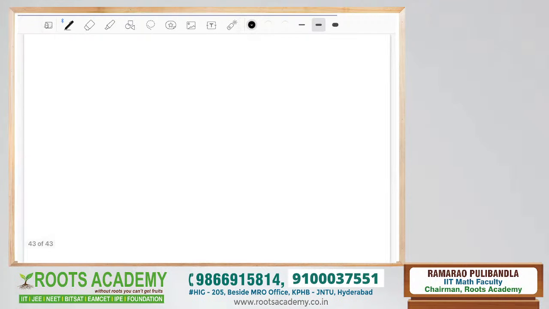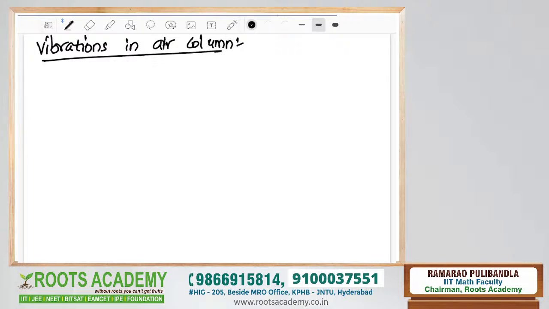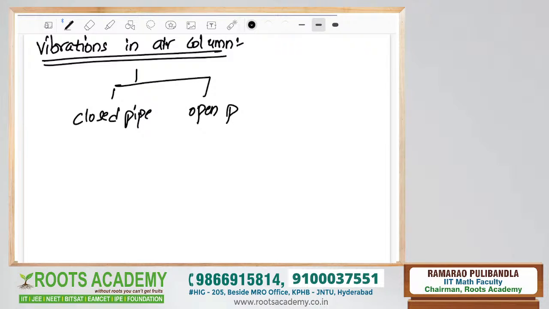And next, the vibrations in the air column. The vibrations in the air column could be observed in two cases, when it is a closed pipe and when it is an open pipe. In a closed pipe, one end would be closed.